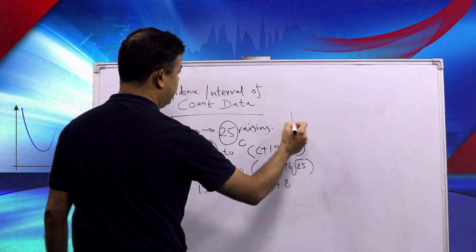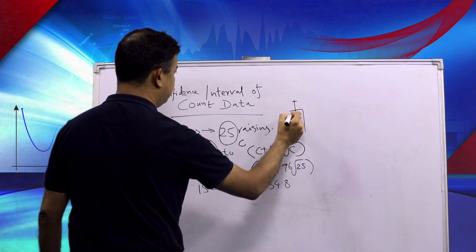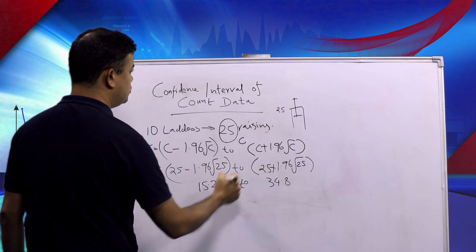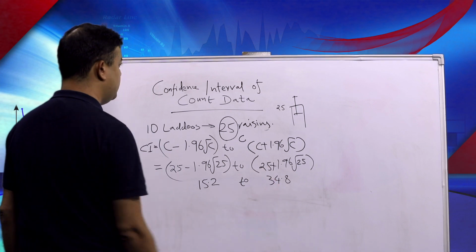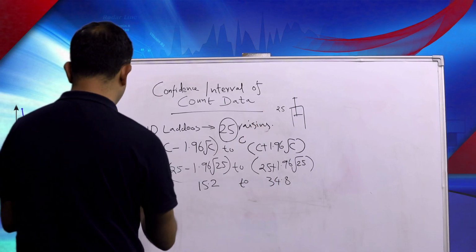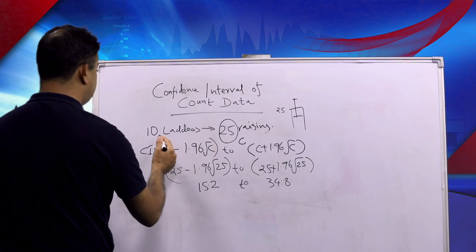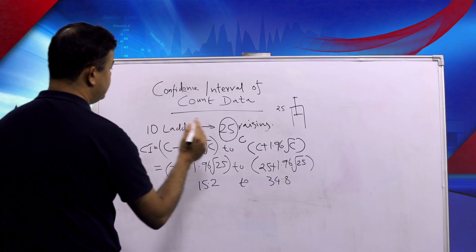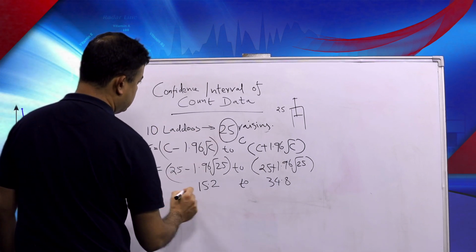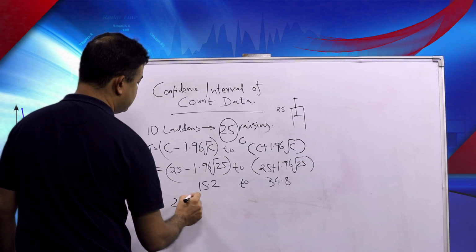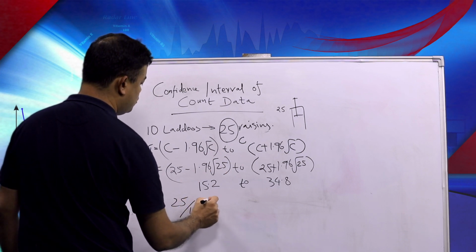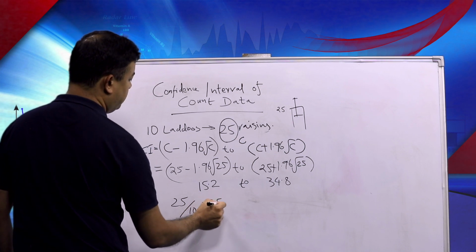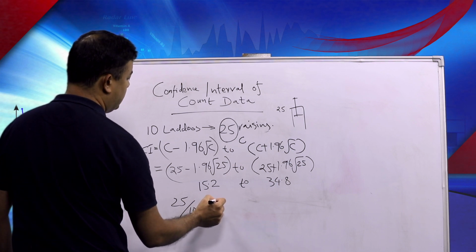Of course, you can make it in a graphical manner as well. So, if this one is 25, the lower limit is going to be at 15.2 while the upper limit is going to be at 34.8. So, it is a very convenient way to do this. As you know, we have dissected 10 Laddus, so if you want to know the mean raisins per Laddu, it is 2.5. So, 25 raisins upon 10 is equal to 2.5 raisins per Laddu, but this value 2.5 also needs the confidence level.